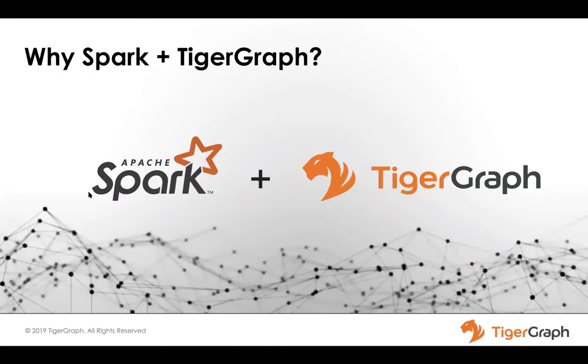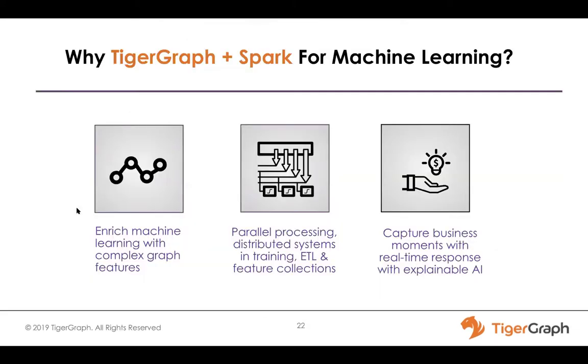Okay, let's go back to why we're using Spark and TigerGraph together. As I mentioned before, Spark and TigerGraph are both built on the MPP architecture, using parallel processing, and both are distributed. This helps in model training, the ETL process, as well as feature collection. So it's a very good combination when you want to add graph and machine learning together.